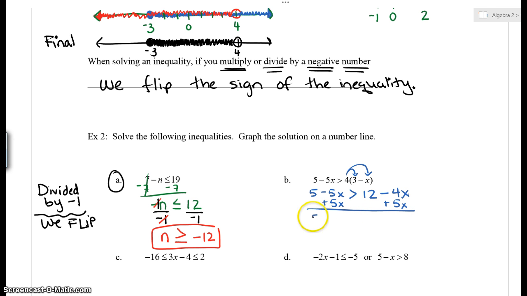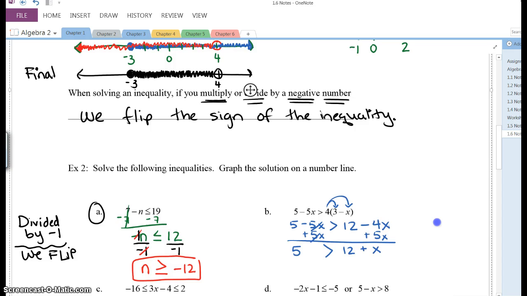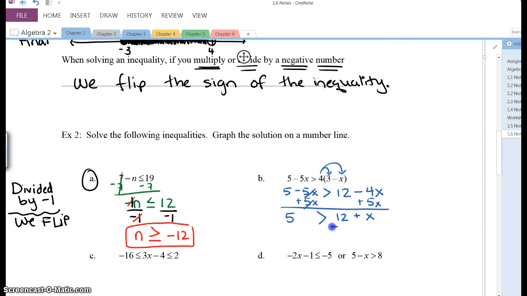So we end up with 5 comes down, these cancel, is greater than 12. Negative 4x plus 5x is x. All right, and once we have that, all we have to do is subtract the 12x to the other side. 5 minus 12x is negative 7.